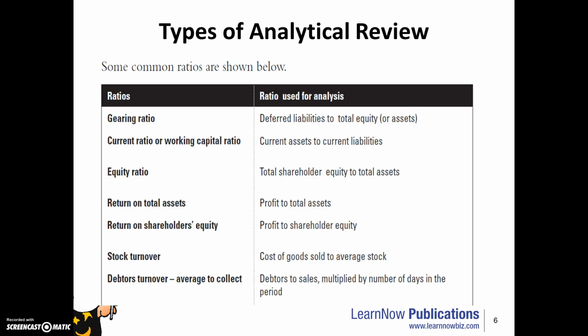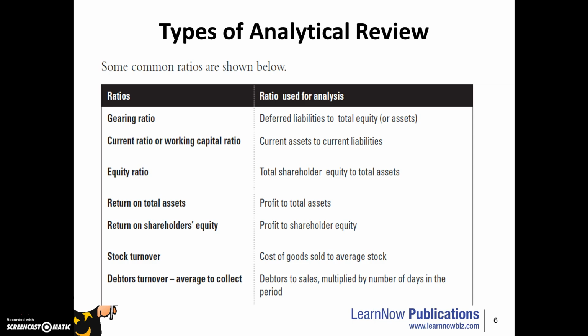Types of analytical review. Here are some common ratios. One ratio is gearing ratio, and it is used for the analysis of deferred liabilities to total equity. We have the current ratio, or otherwise known as the working capital ratio, which is current assets to current liabilities. Equity ratio, which is total shareholders' equity to total assets.